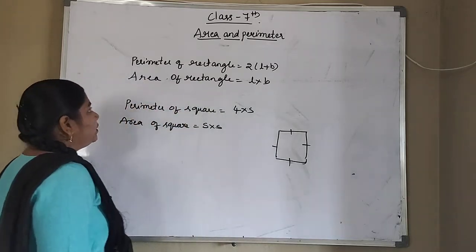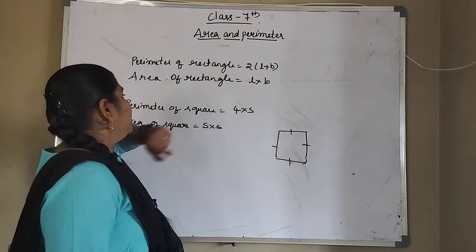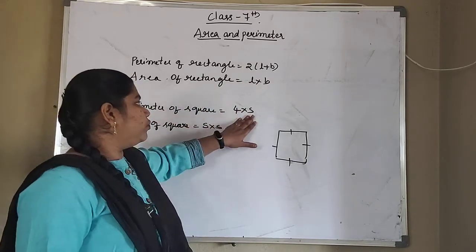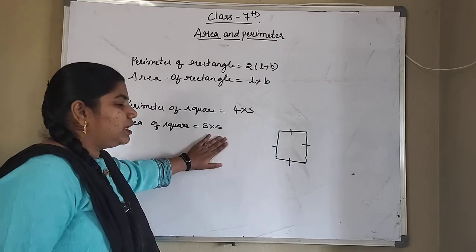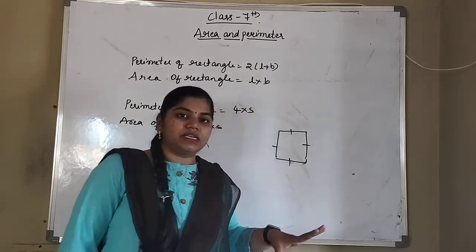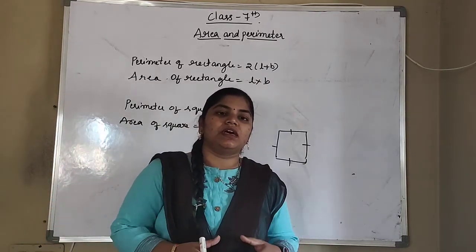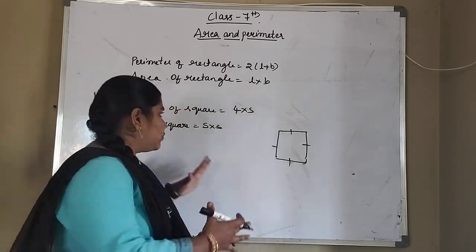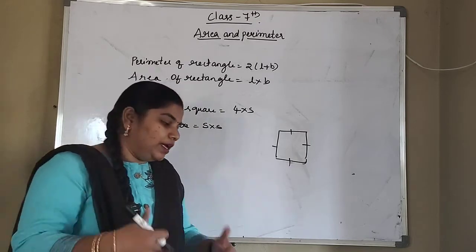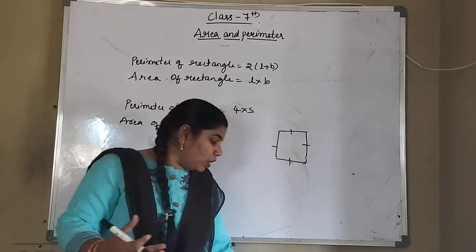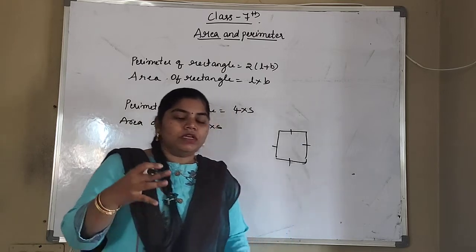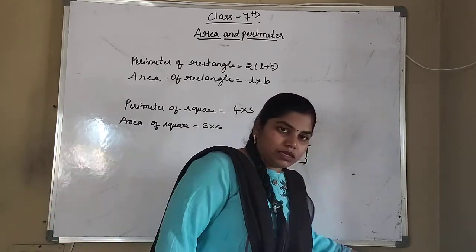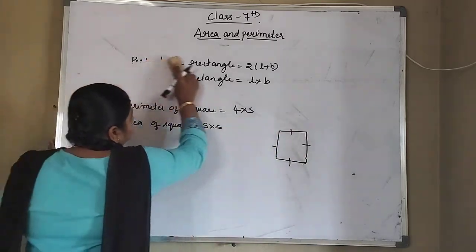So what is the perimeter of a rectangle? That is 2 into L plus B. Area of a rectangle is L into B. In the same way, perimeter of a square is 4 into S and area of a square is S into S. In this first exercise we are just discussing area and perimeter of square and rectangle. In the next exercise we are going to learn about the area of a parallelogram. So first we will continue this exercise.